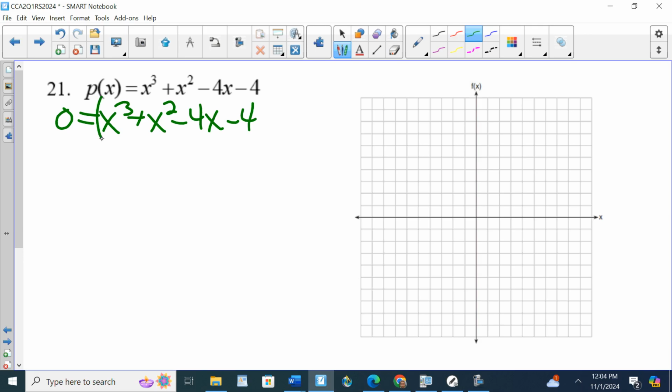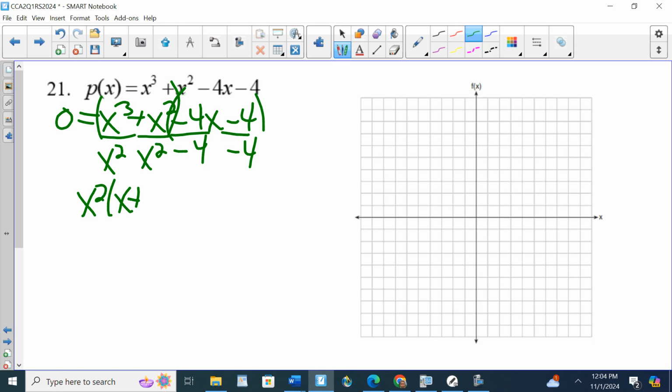4 terms is grouping. I find the GCF of the first group is x squared. If there's a minus in front of a group, I take a negative out. So the GCF of the second group is negative 4. X squared times x plus 1, minus 4 times x plus 1. Negative 4 over negative 4 is 1. I combine my coefficients.